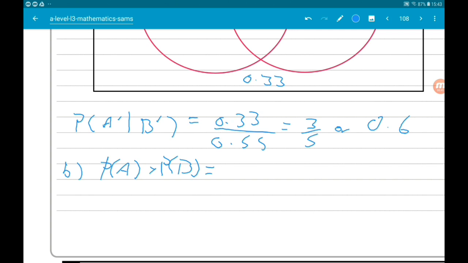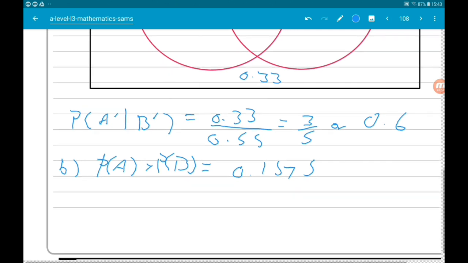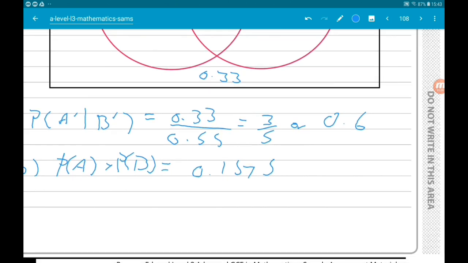So that's 0.35 times 0.45, which is 0.1575. Which is not equal to 0.13. So then you would just say, therefore, the events are not independent.